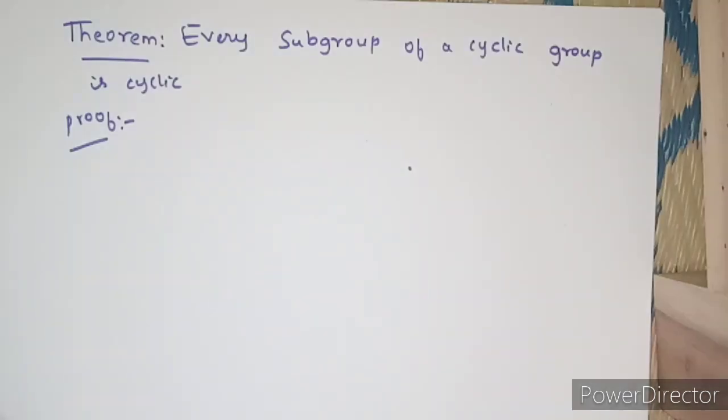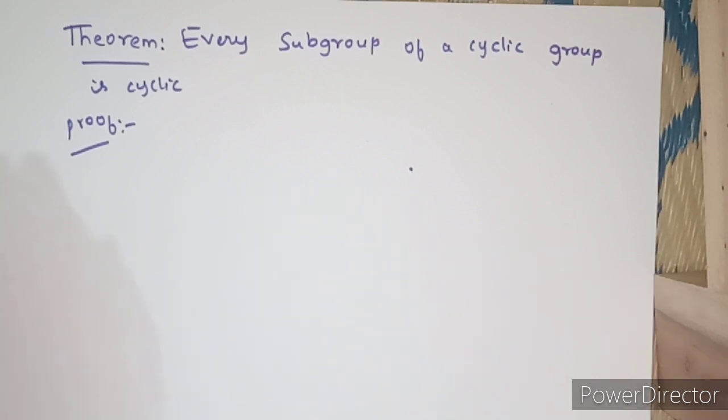Hello friends, so today in this video we are going to discuss the theorem on cyclic groups. The theorem says every subgroup of a cyclic group is cyclic. Here we have to show that a subgroup of a cyclic group is cyclic. First of all, what do we mean by a cyclic group? A cyclic group is nothing but a group which is generated by a single element, right?